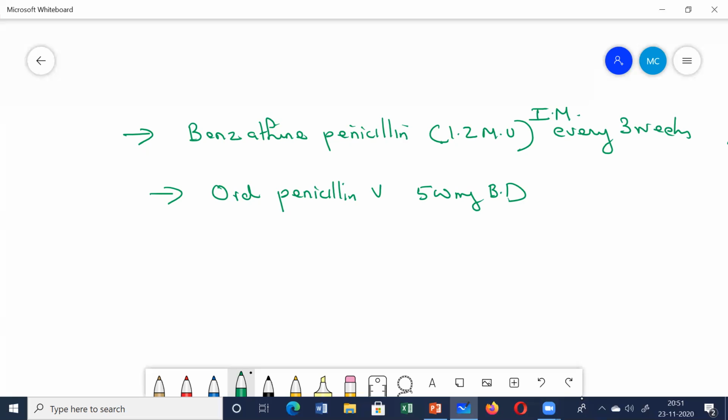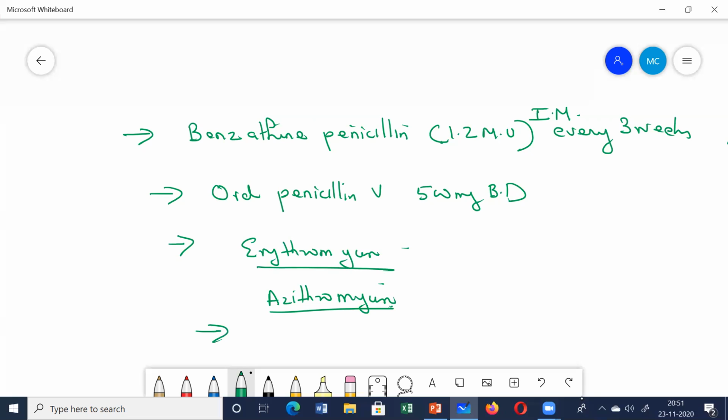And what if the patient is allergic to penicillin? In those cases, as I told you, you're going to give the patient erythromycin 250 mg twice a day, or azithromycin 500 mg once a day. But only if the patient is allergic to penicillin do we give it. And one more drug is there if the patient is allergic to penicillin, that is sulfadiazine, 1 gram per day orally. This also can be given. Okay, so this is very important.